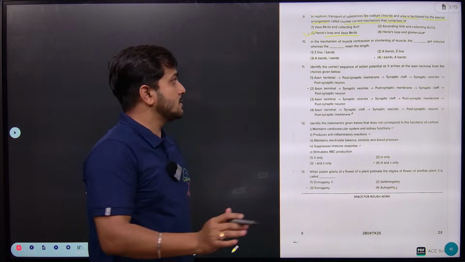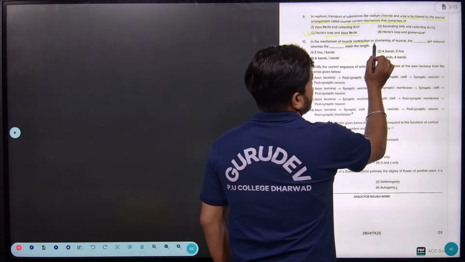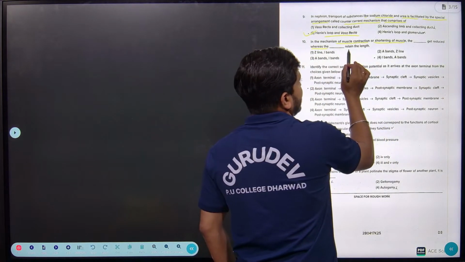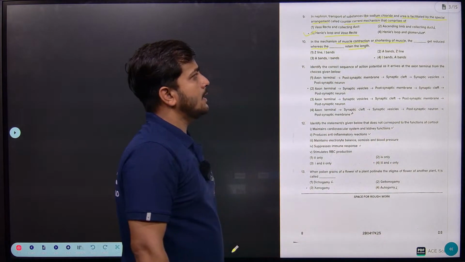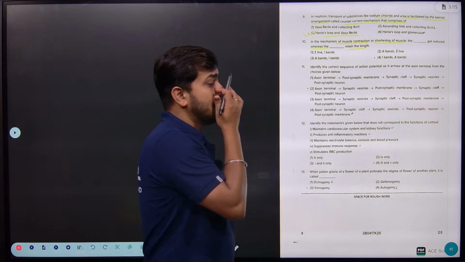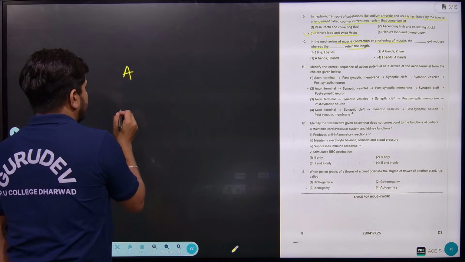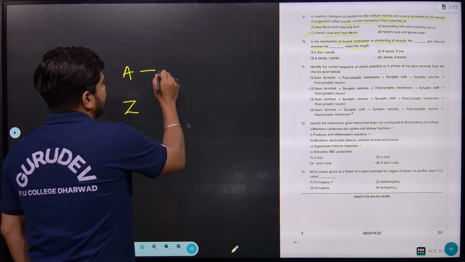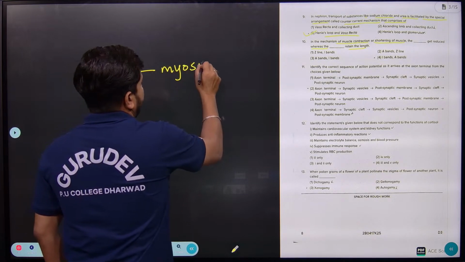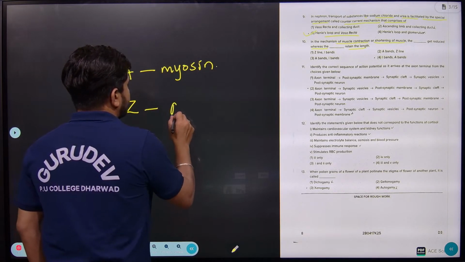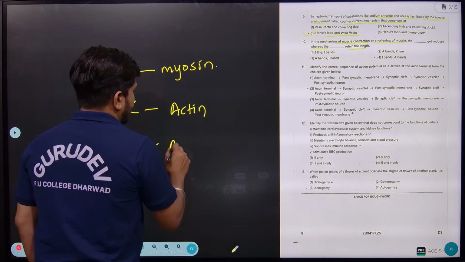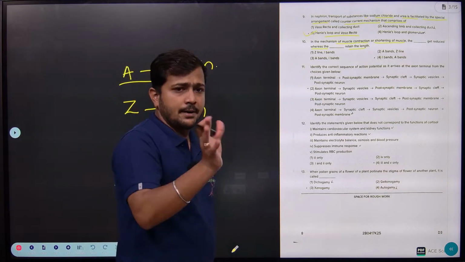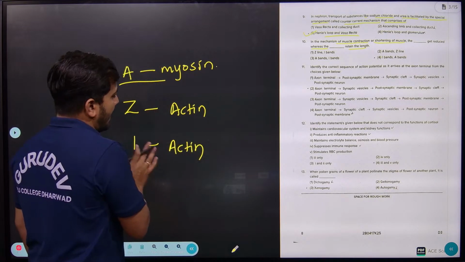Then the 10th question: in the mechanism of muscle contraction or shortening of muscle, the dash gets reduced whereas the dash retains its length. Here we know there is the A band, the Z band and the I band. The A band is made up of myosin filaments, and the I band is made up of actin filaments. So the A band will not change its shape, it remains as it is.